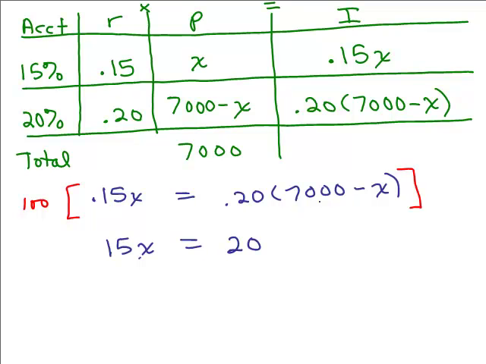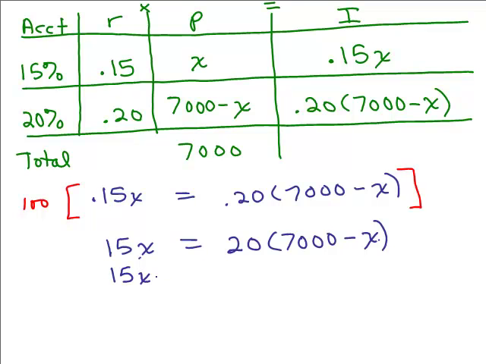Now you don't also multiply what's inside the parentheses, okay? You only multiply it once. And this is times something else, so you don't want to multiply it by 100 times 100 again. So I have 20 times just 7,000 minus x. I like to do this just to make the numbers all whole numbers.